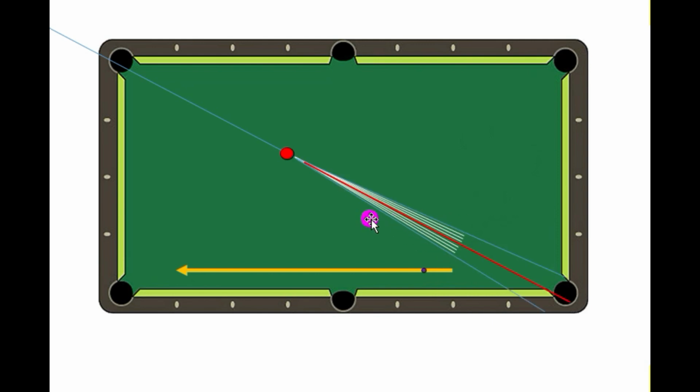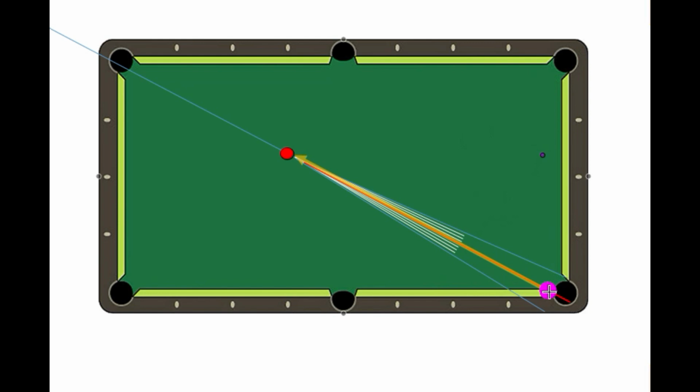In this diagram is depicted 1 degree increments of throw. The red line is through the center of the object ball to the pocket. Each white line is 1 degree of throw. So there's 1 degree, 2 degrees, 3 degrees of throw. The blue line is 4 degrees of throw.